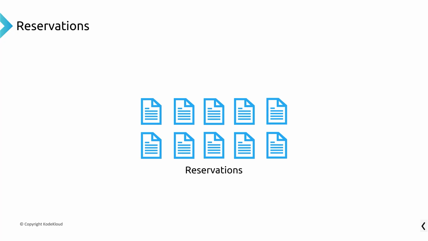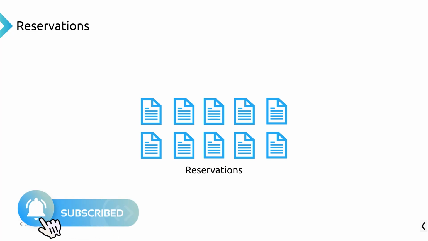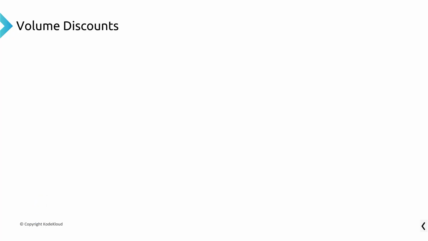By the way, this savings can go up to about 66%, 72% in some cases, depending on if you use different types of reservations. This is a great way to save money for projects that are going to last a year or 3 years. Now, the other economic model that comes into play is that of volume discounts.